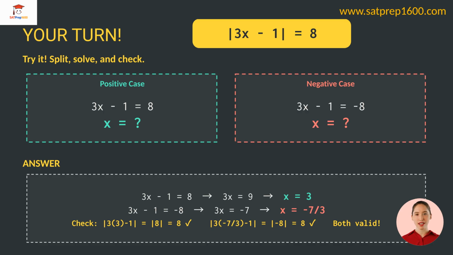Check both. Plug in 3 and you get the absolute value of 8, which is 8. Plug in negative 7/3 and you get the absolute value of negative 8, which is 8. Both check out. Notice that the second answer is a fraction. On the real SAT, most answers are clean, but it's good to practice with fractions too.